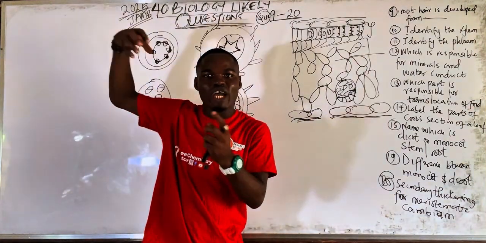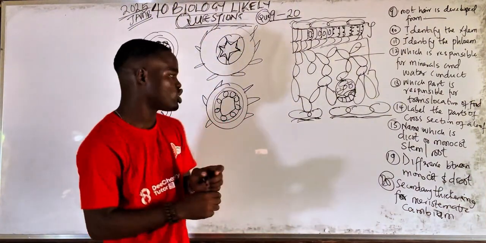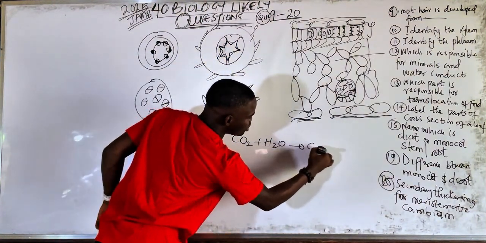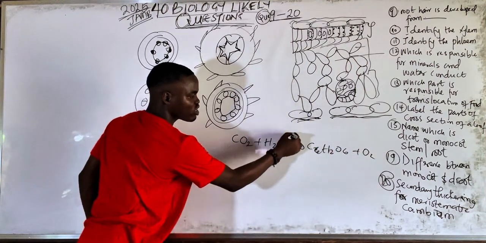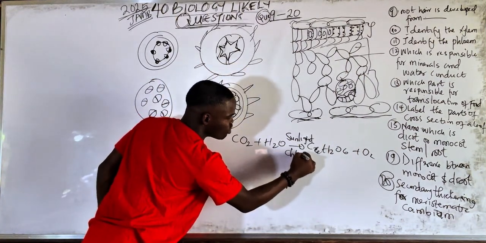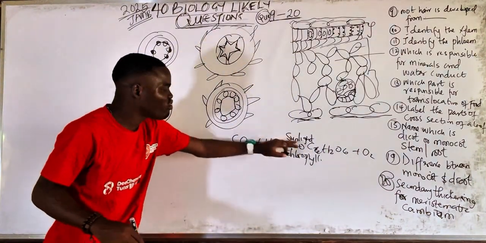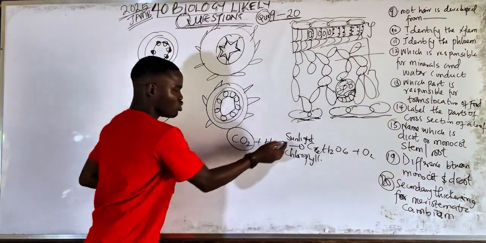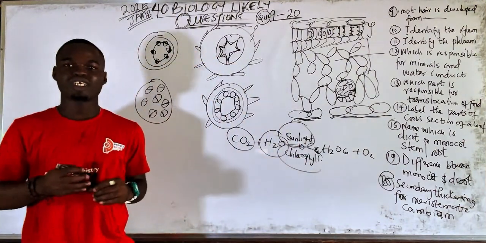Then I have plants where food is being made, converting inorganic materials like CO2 and water to give starch, C6H12O6, plus oxygen, in the presence of what? Sunlight and what? Chlorophyll. Very important, okay? That is why you must know that there are 4 conditions necessary for photosynthesis. What are they? CO2 must be present, water must be present, sunlight must be present, then chlorophyll must be present.